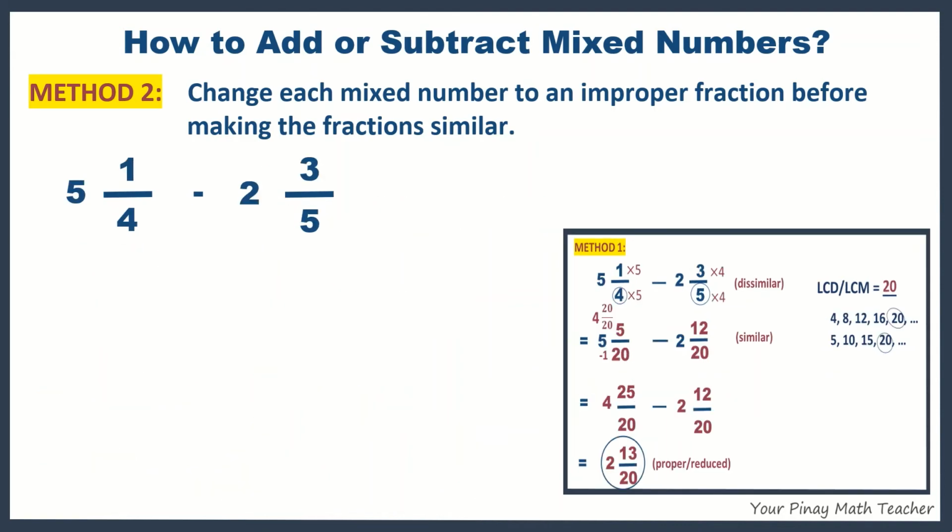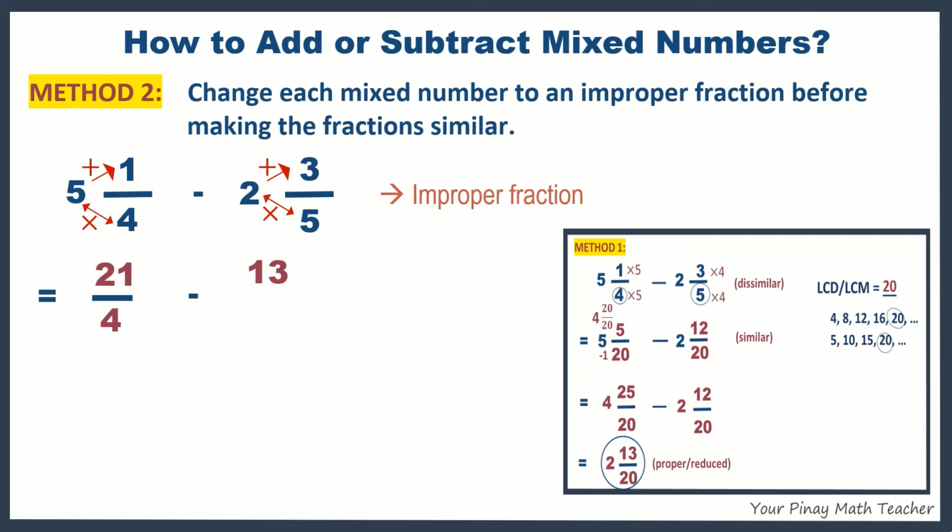Last example, 5 and 1/4 minus 2 and 3/5. Let's change each mixed number to an improper fraction. So 5 times 4 is 20 plus 1, 21 over 4. Minus 2 times 5, 10 plus 3, 13 over 5. Since the fractions are dissimilar, we have to make them similar by finding the LCD. Based on the solution on the right, our LCD is 20.